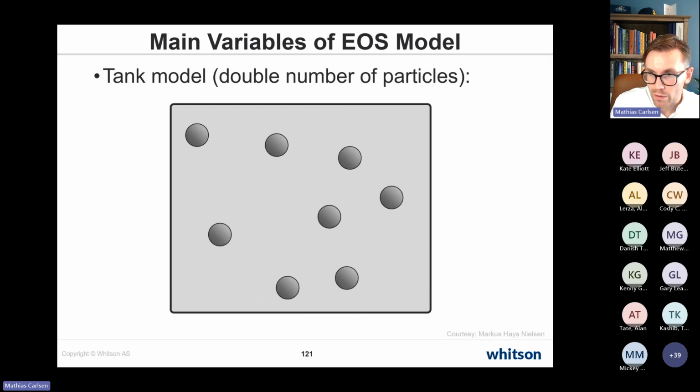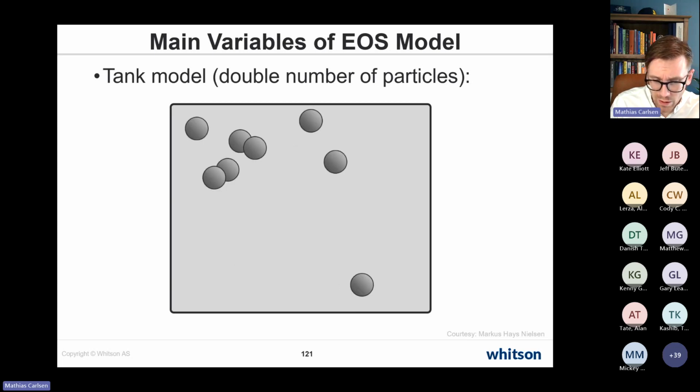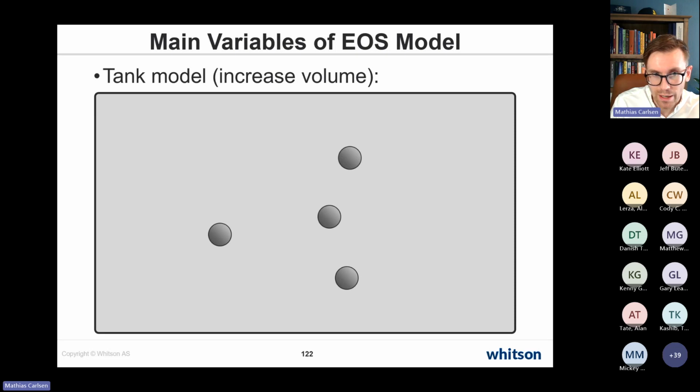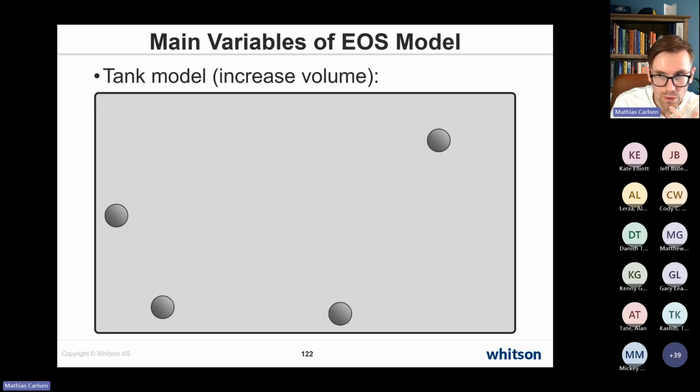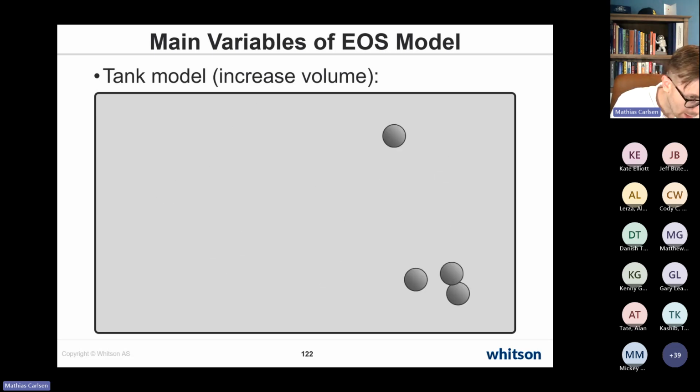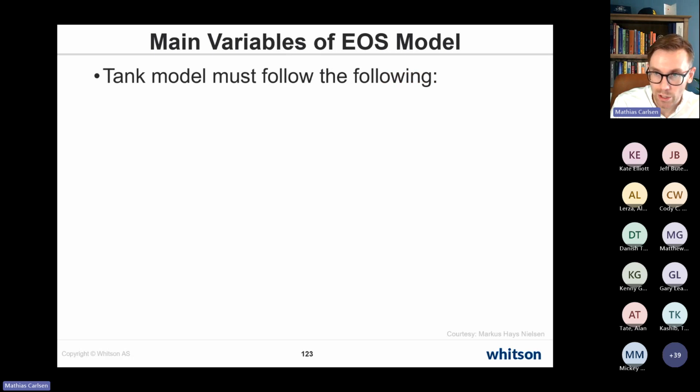If you double the number of particles, you'll hit the wall more often. Again, pressure is going up. And if you increase the tank volume, then the opposite is happening. Your pressure will start to go down. With this very simple tank model, we've been able to make a few observations: pressure is proportional to temperature, pressure is proportional to the number of moles, pressure is inversely proportional to volume, and that results in what we call the ideal gas law.